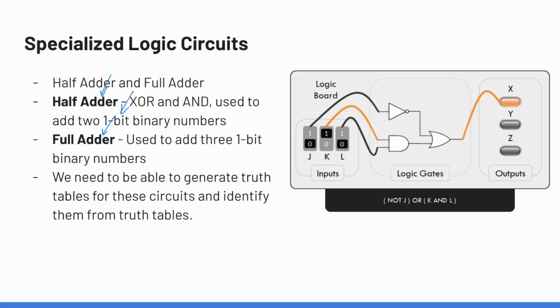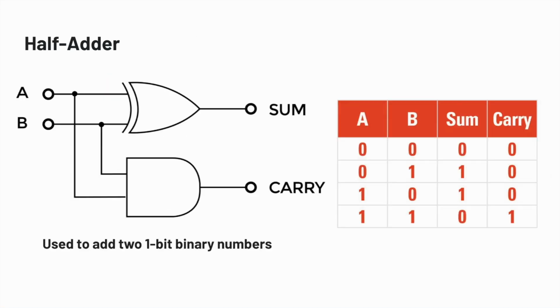And for these specialized circuits, we need to be able to identify them just based on looking at the logic circuit, and then also be able to identify and recreate their truth tables. So let's go ahead and get started here. Okay, so first let's take a look at the half adder. Here we have an XOR gate and an AND gate. We have 2 inputs, an A and B input, and we have a sum output and a carry output.